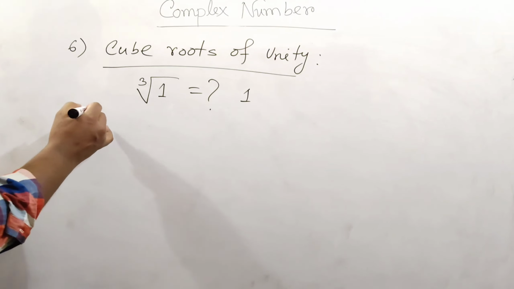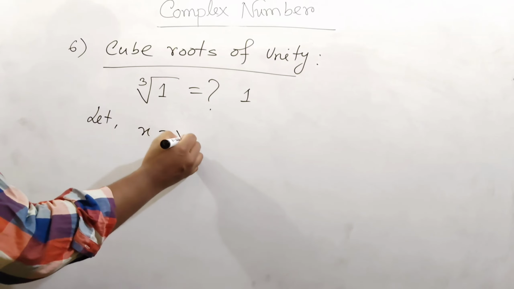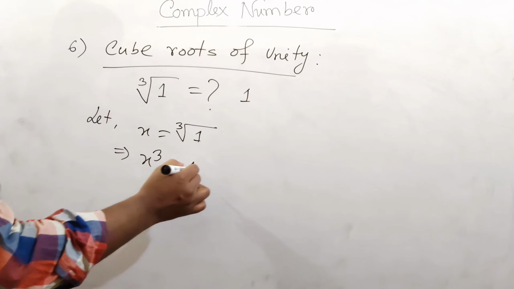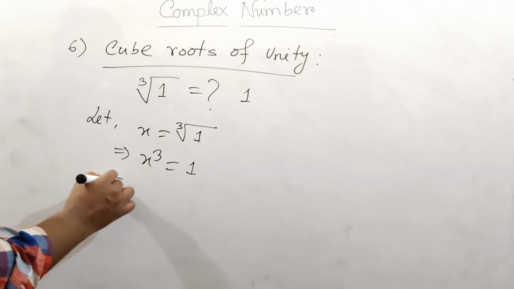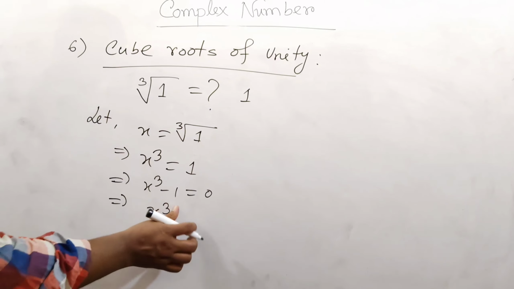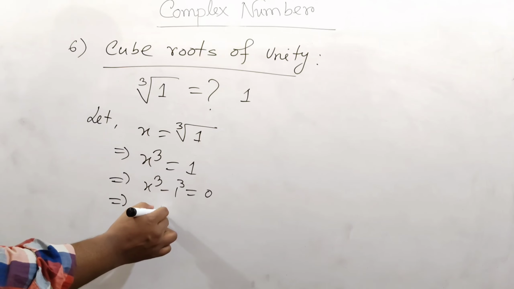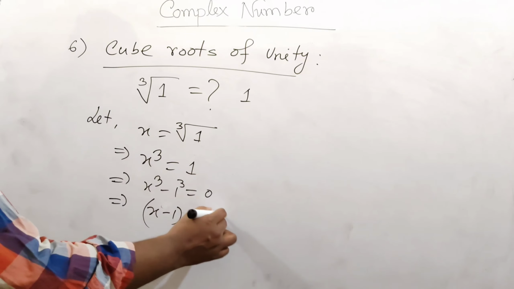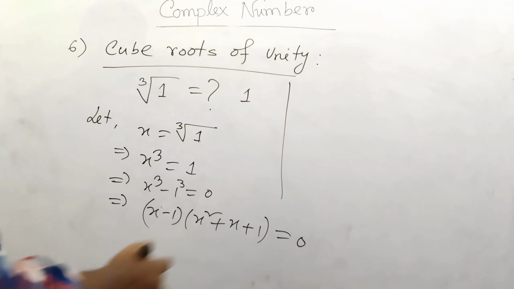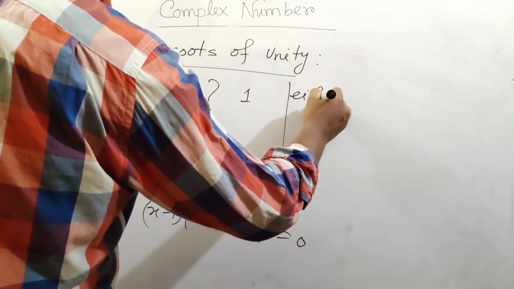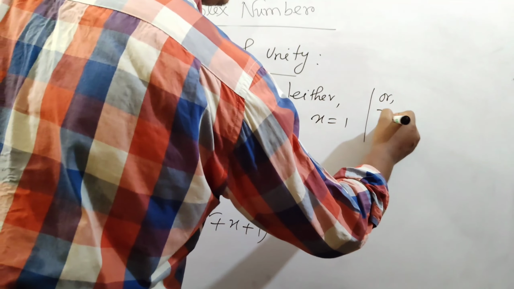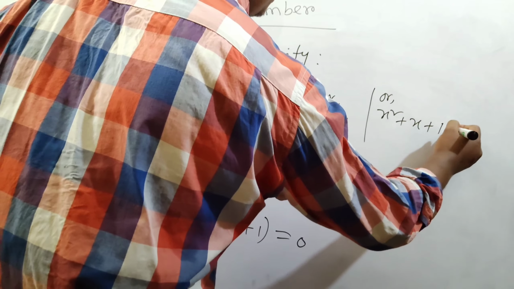How can we do this? So let x equal this cube root of unity. Now if you do the cube on both sides, then it will be 1. So you can write x cube minus 1 equals 0. Here we can use the algebraic formula a cube minus b cube equals a minus b times a square plus ab plus b square. I just write the simplest form. Here we can say either x equals 1 or x square plus x plus 1 equals 0.